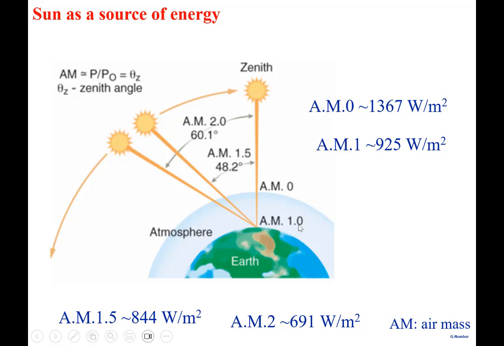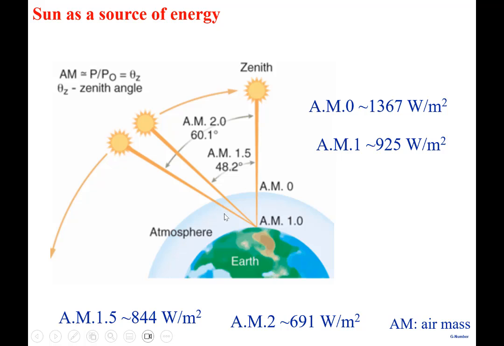AM 1.0. But if it comes at an angle, which at most places, depending on the time of the day, is more typical, the rays from the sun go through more of the air mass. For example, if it comes at an angle as shown here, 48.2 degrees, we call it air mass 1.5. If it comes at a greater angle, there's a greater amount of air mass that it goes through, we call it air mass 2. So there are different amounts of radiation that reach the solar cell, depending on how much air mass it goes through.